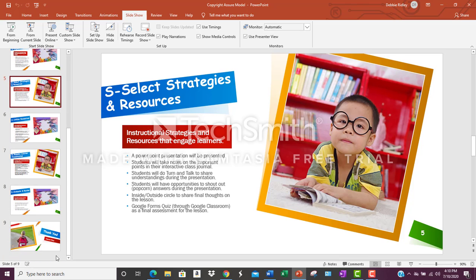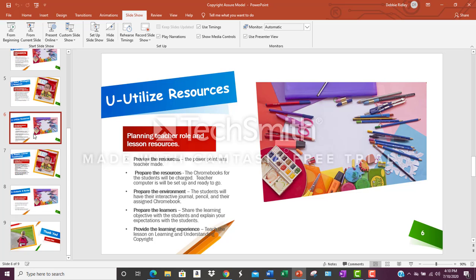S. Select strategies and resources. Instructional strategies and resources that engage learners. A PowerPoint presentation will be presented. Students will take notes on important points in their interactive class journal. Students will do turn and talk to share understandings during the presentation. Students will have opportunities to shout out popcorn answers during the presentation. Inside-outside circle to share final thoughts on the lesson. A Google Forms quiz through Google Classroom as a final assessment for the lesson.